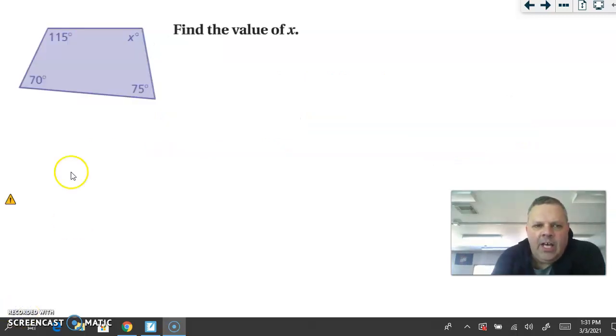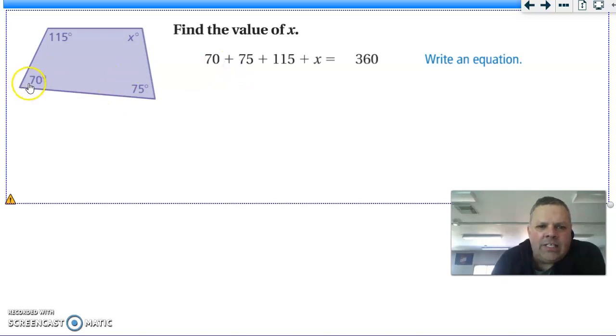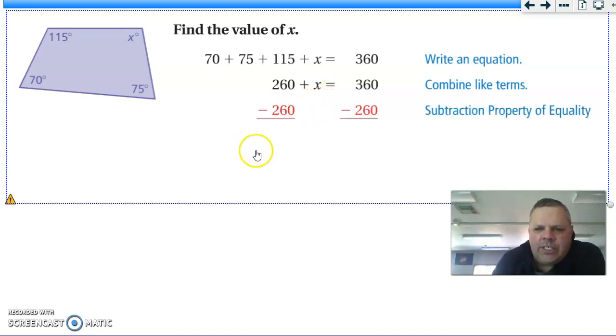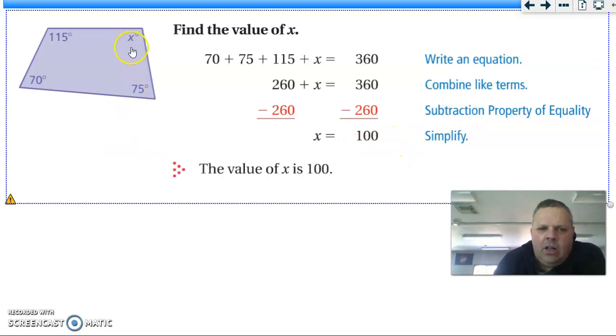We're going to find the value of x of this quadrilateral, and similarly, we know that 70 plus 75 plus 115 plus x is equal to 360. When I combine all of those, that equals 260. So I got 260 plus x. In order to get x all by itself, or isolated, we're going to subtract that 260, and that will give us x equals 100. So our angle of this is 100 degrees.